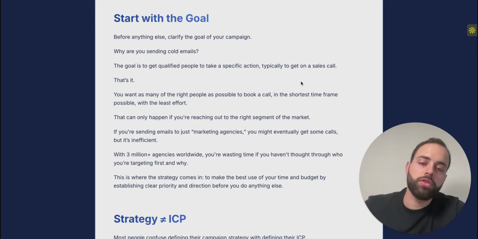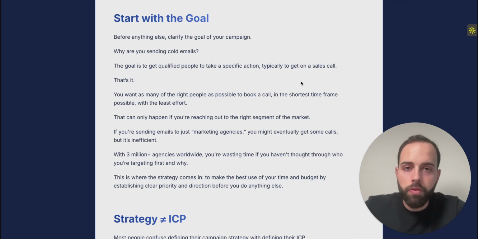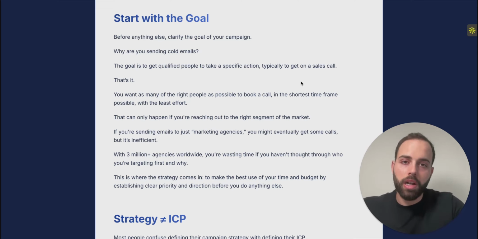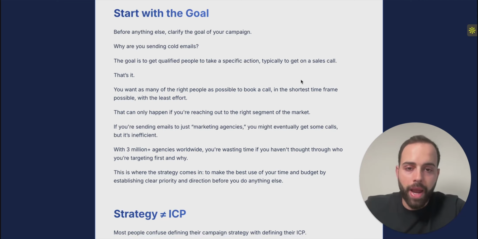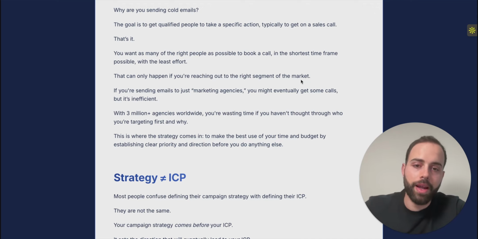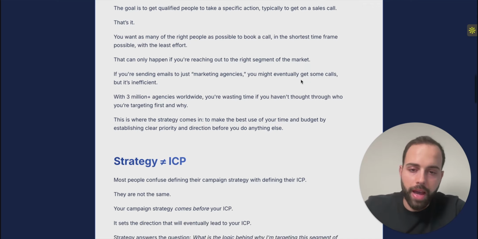If you're just sending emails to marketing agencies in general, you might eventually get some sales calls, but it's going to be an inefficient and slow process because there's over 3 million marketing agencies worldwide, so you're just wasting time reaching out to all of them as opposed to identifying which marketing agencies out of the 3 million are most likely to choose you. So as I said, you might get some sales calls, but you're wasting time if you haven't thought through who to target first and why. So this is where the campaign strategy comes in, to make the best use of your time and your budget by establishing a clear priority and direction before you do anything else.